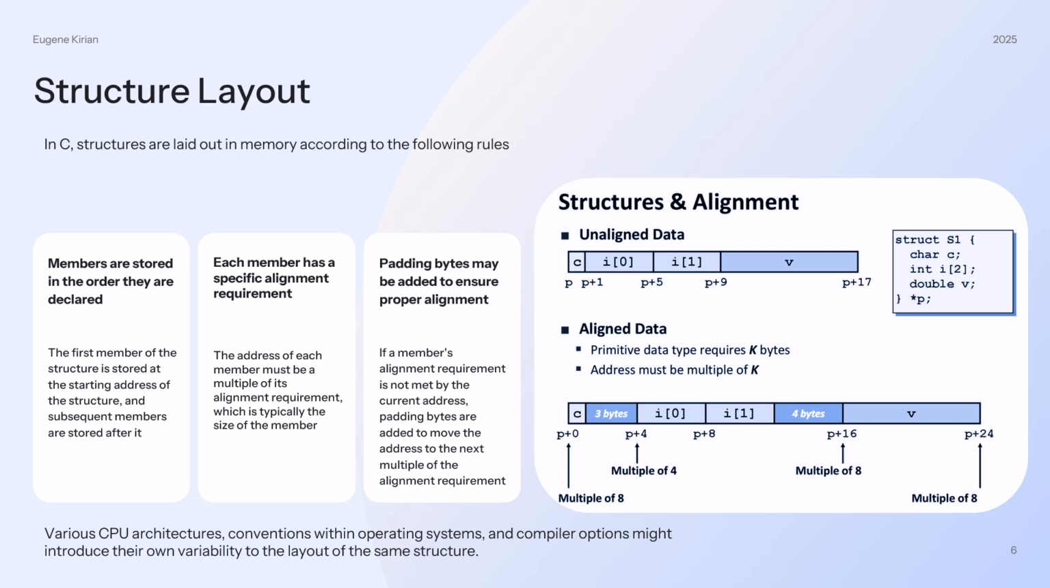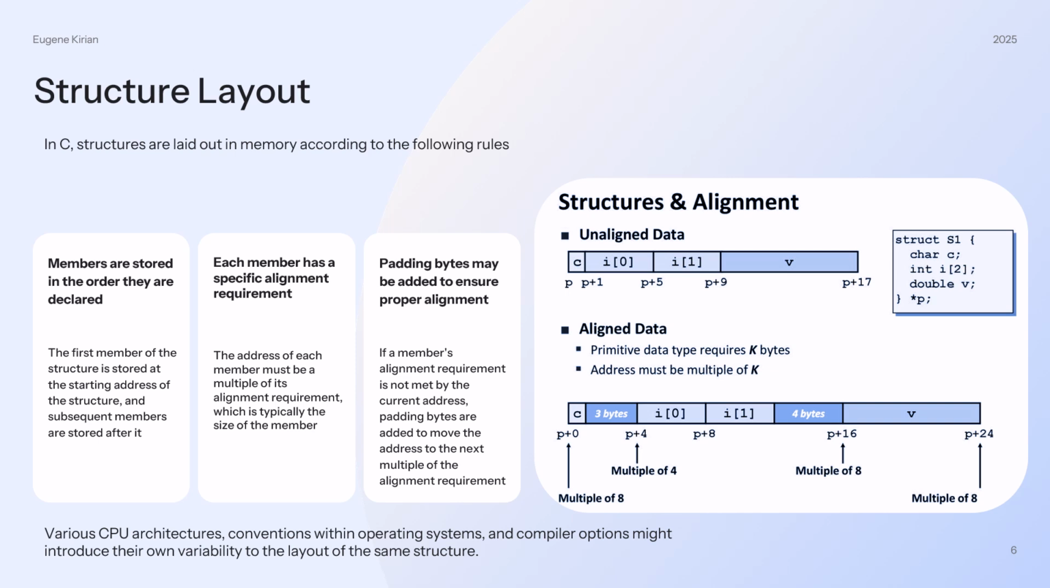However, the compiler may add padding bytes to ensure proper alignment. Each member has a specific alignment requirement, which is typically the size of the member. If the current address doesn't meet this requirement, the compiler adds padding bytes to move the address to the next multiple of the alignment requirement. This alignment is important because different data types have different alignment requirements. For example, an integer might require a 4-byte alignment, while a character might only require a 1-byte alignment.